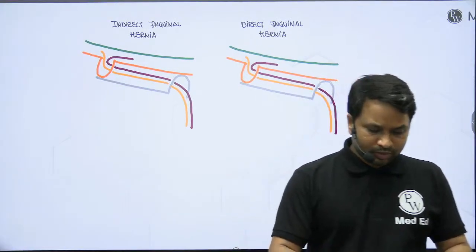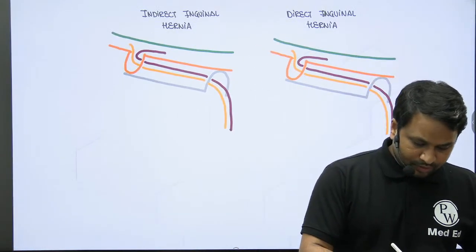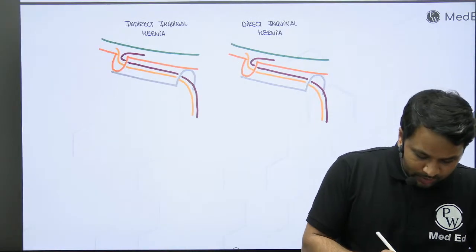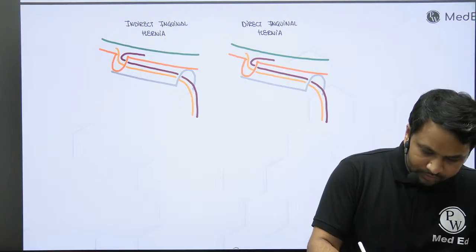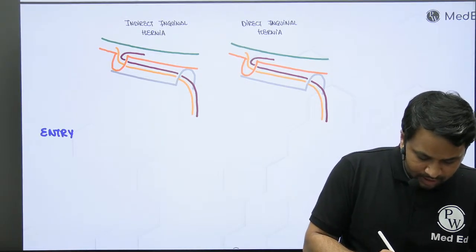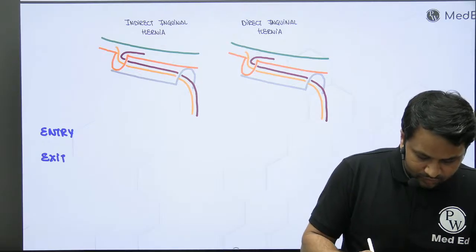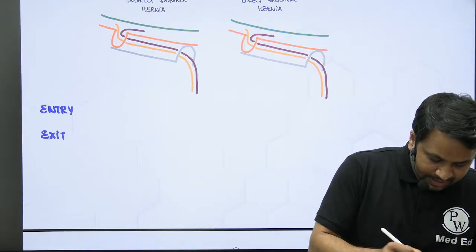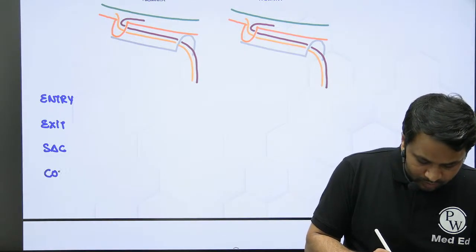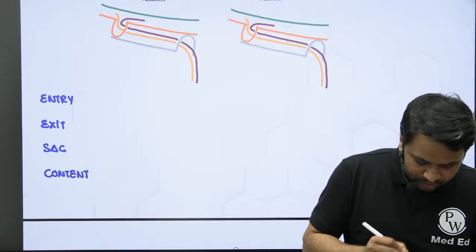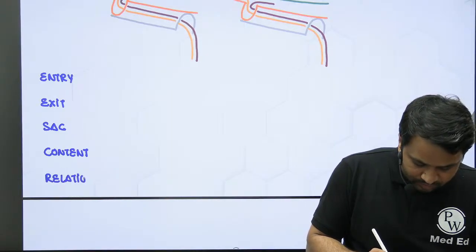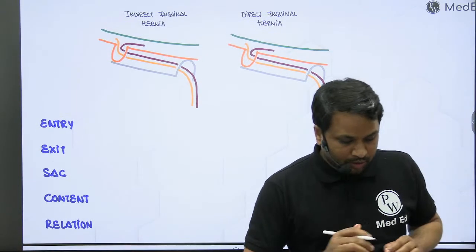We'll quickly give you the basic differentiation. The first thing you need to understand is the entry points. Where is the entry of the indirect inguinal hernia and the direct? Where is the exit of this? What is the sac made up of? What is the content of the hernia that you're looking at, and the relation to the surrounding is what you're going to look at, right?